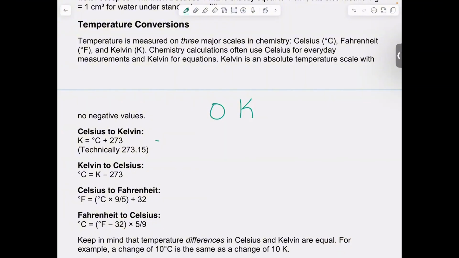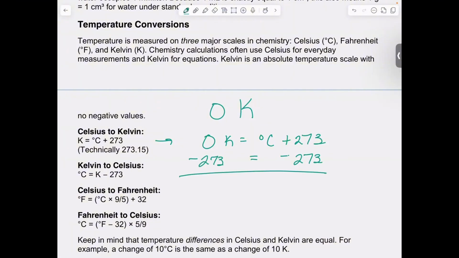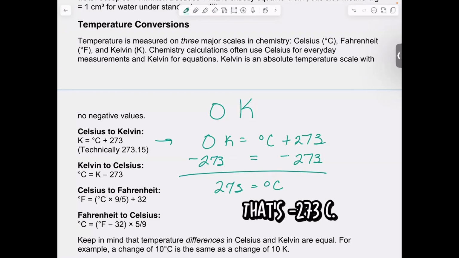If we just look at this conversion here, right? If I have something at 0 degrees Kelvin and I want to convert it to Celsius, yeah, that's pretty darn cold. I'm just doing the math here. Minus 273. Yeah, 273. Ooh, pretty darn cold. But again, that's the absolute scale that we use in chemistry. We don't use that in our day-to-day lives.